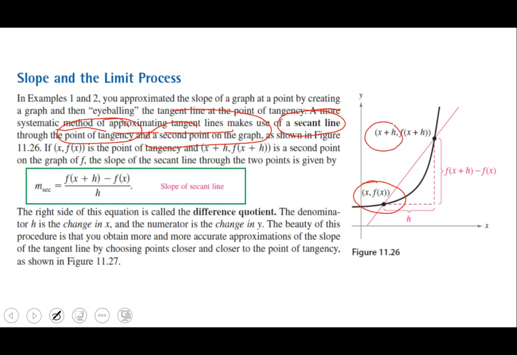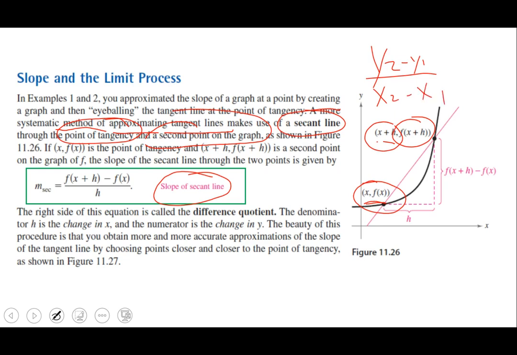Then, in the same way that for the first point, if you knew the x value, you would plug it into the function and get the f(x) value, if you know the x plus h value, you would plug it into the function to get the f(x plus h) value. So if you were talking about those 2 points there, then you are talking about the slope of the secant line being equal to y2 minus y1 over x2 minus x1.